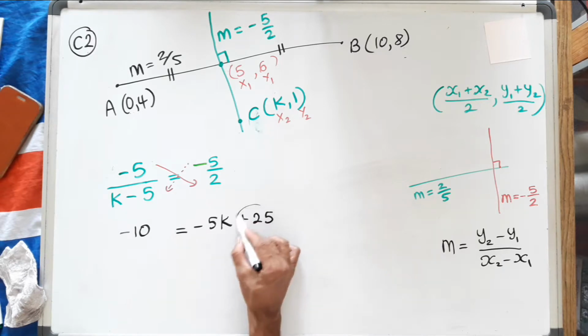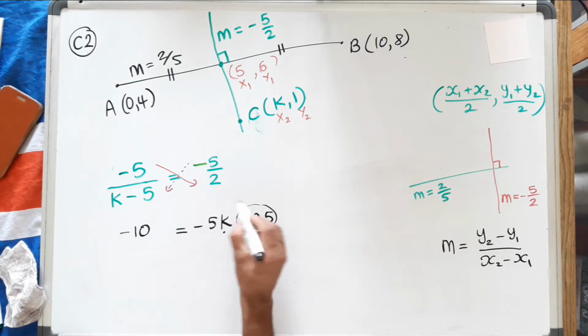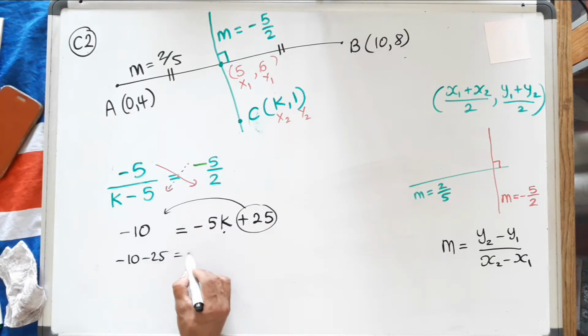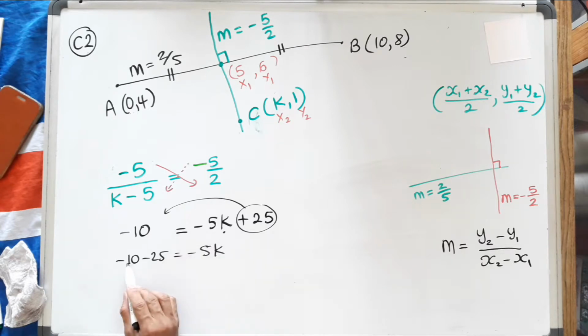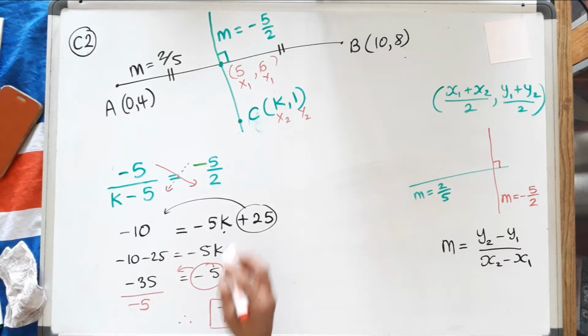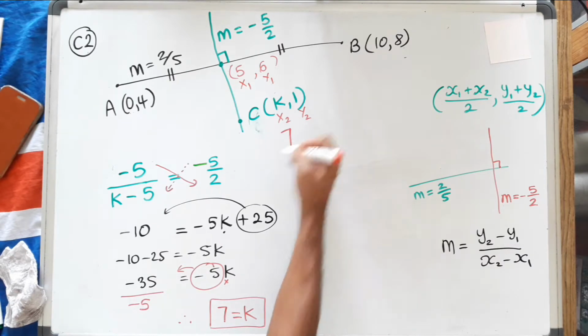Let's solve for k. You want k alone on one side, everything else on the other side. Throw across positive 25, you get minus 25. Minus 10 minus 25 is minus 35, equal to minus 5k. The minus 5 is touching the k, so it's a multiply. Throw it across, you get a divide. Therefore, k is equal to 35 divided by 5, which is 7. Two negatives give you a positive. So the value of k in today's question is 7.